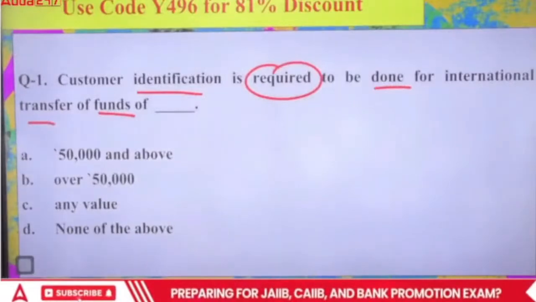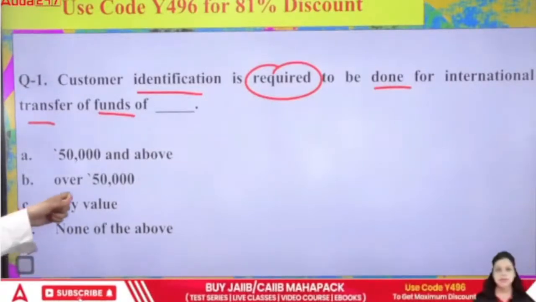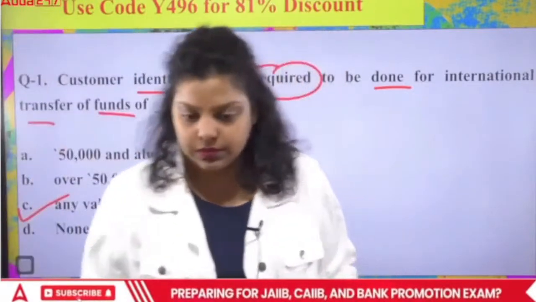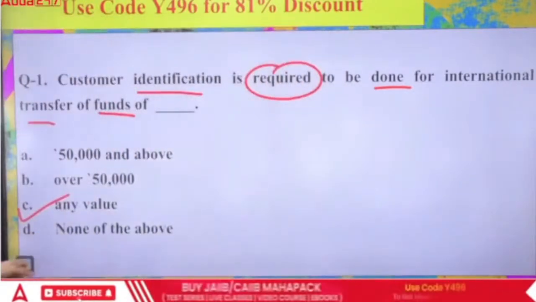The right answer for this particular question will be any value. At any value, you have to perform the customer identification at the time you are performing the international transfers. So the right answer will be your C option.